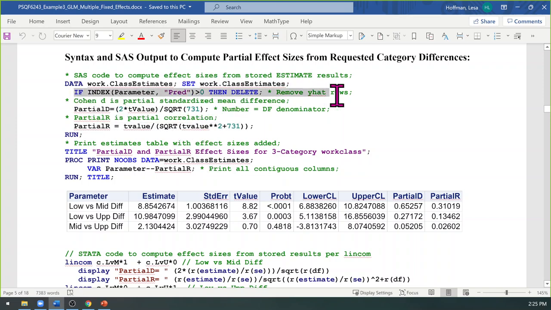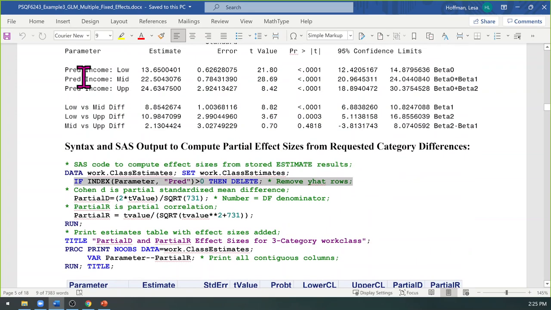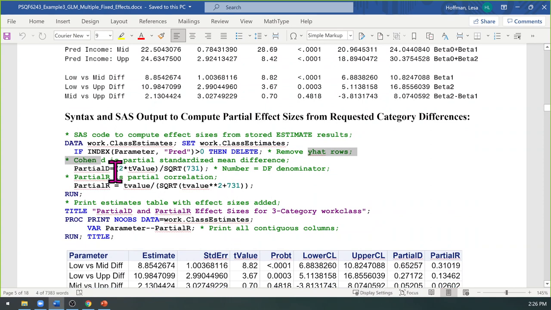So this line right here refers to the intercept rows because I had predicted income right here and I don't need effect sizes for that. So this is just saying, get rid of those rows, I don't need them. If it throws an error, you can just delete it and you'll get extra pieces of output that you can just ignore. But it's the D's effect size is 2 times the value of T. So T value is the name of the column that SAS stored the results in for the T test statistic. And then square root, this is denominator degrees of freedom. So you'll need to change this to be consistent with your data set, and each of you has a different sample size, so it won't be the same number across your analyses.